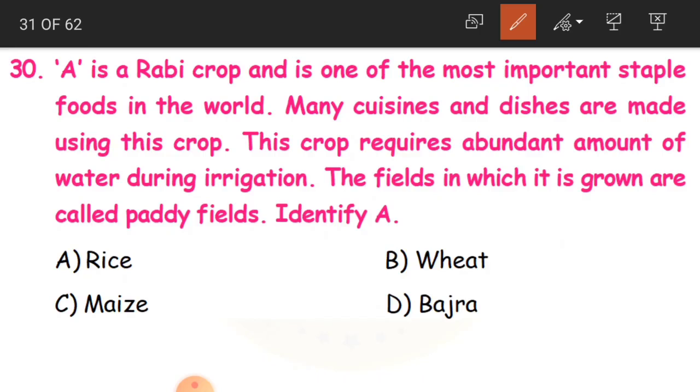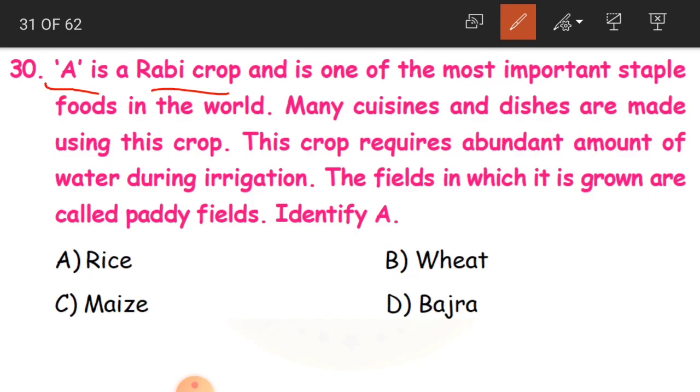A is a rabi crop and is one of the most important staple foods in the world. Many cuisines and dishes are made using this crop, and this crop requires abundant amount of water during irrigation. The fields in which it is grown are called paddy fields. Identify A. Okay, we are talking about a rabi crop which we have named as A.